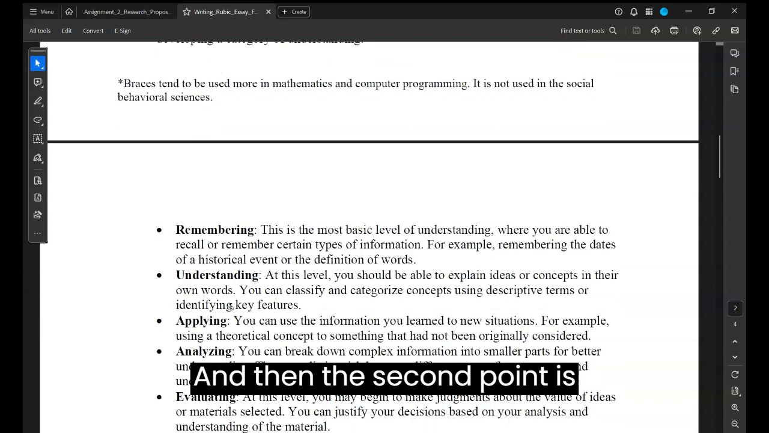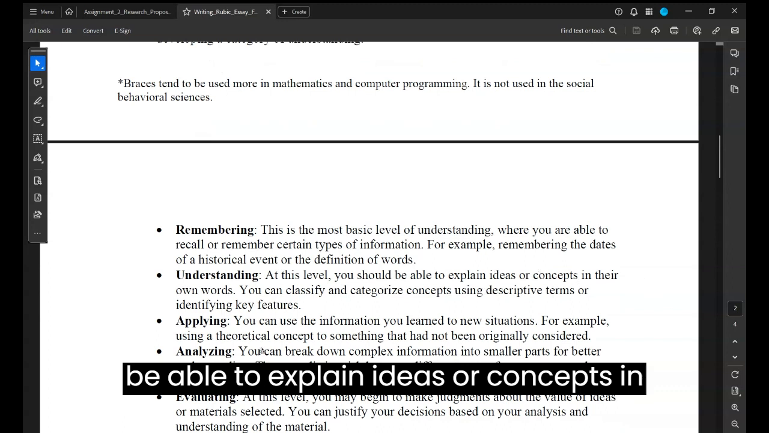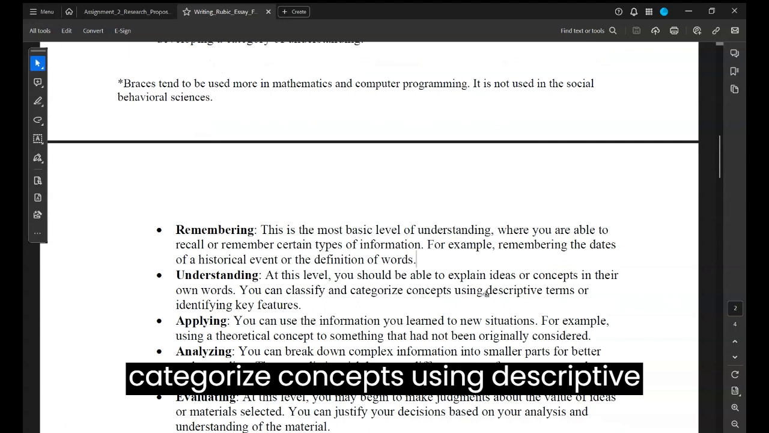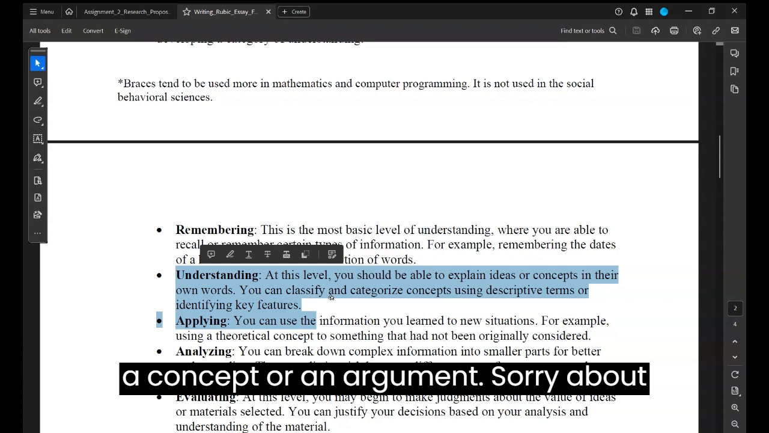Okay. And then the second point is understanding. At this level, you should be able to explain ideas or concepts in your own words. You can classify and categorize concepts using descriptive terms or identifying key features of like a concept or an argument.